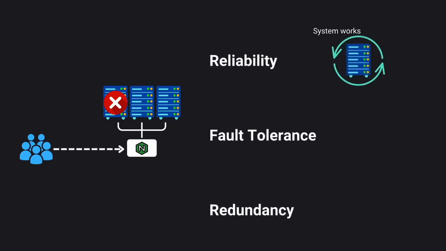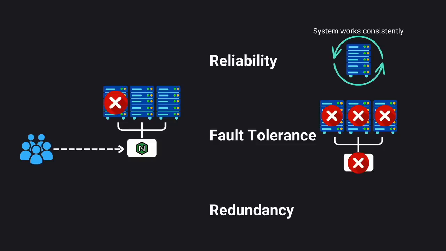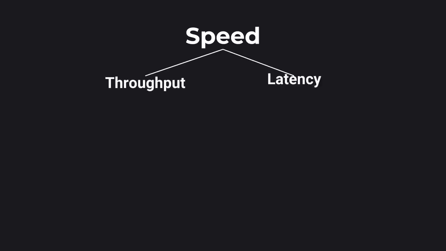Reliability means ensuring that our system works correctly and consistently. Fault tolerance is about preparing for when things go wrong. How does our system handle unexpected failures or attacks? And redundancy is about having backups, ensuring that if one part of our system fails, there is another ready to take its place. We also need to measure the speed of our system, and for that we have throughput and latency.